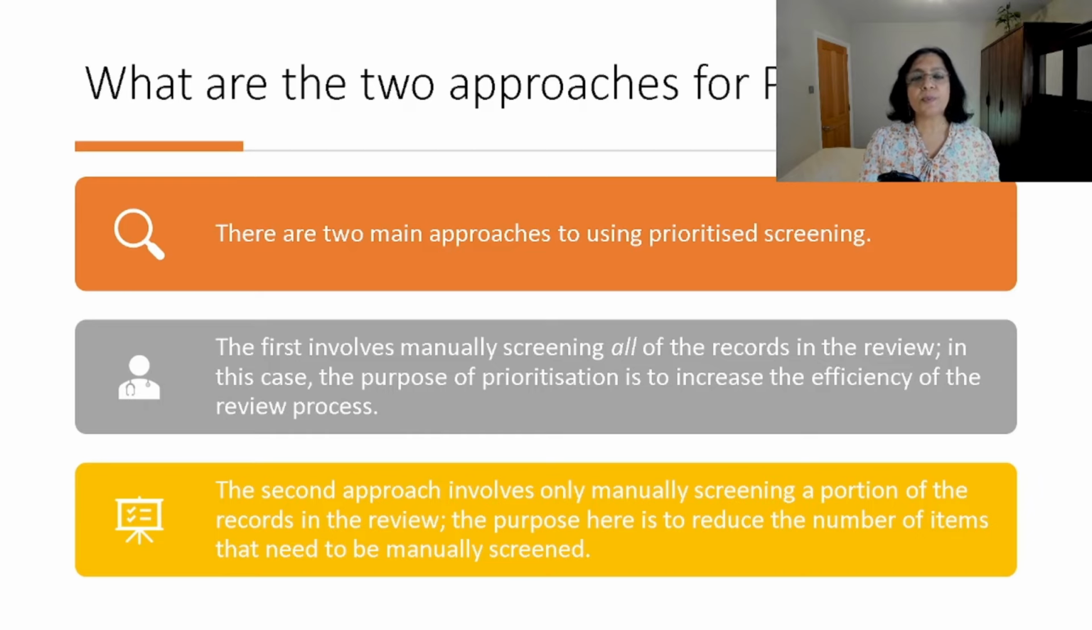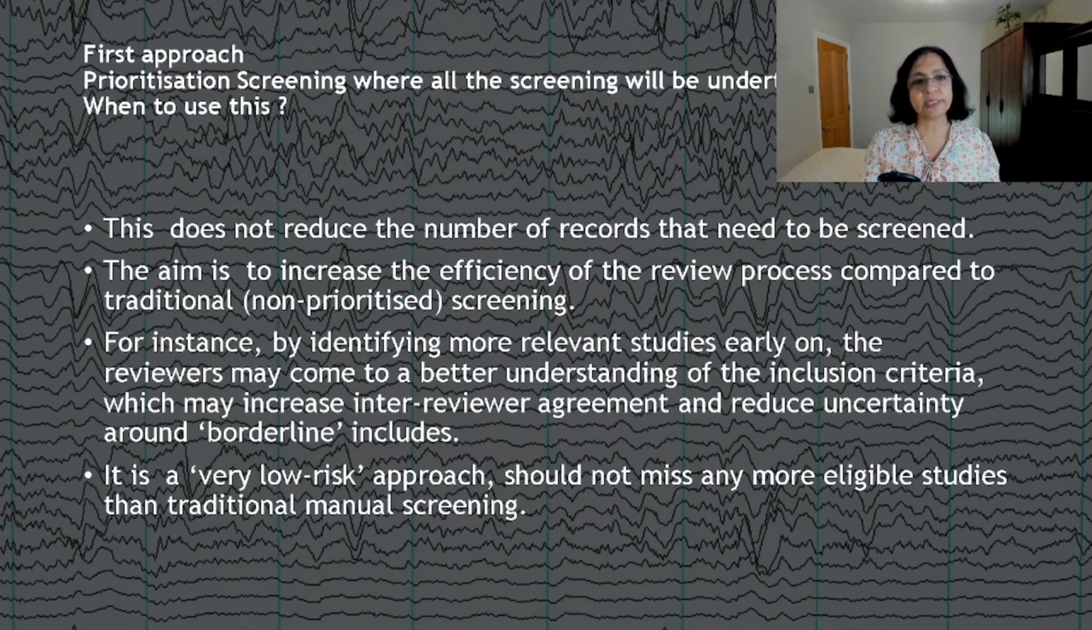So there are two popular approaches for priority screening. The first one, we need to manually screen all the records. The purpose is to increase the efficiency of the review process. I will explain it later. The second approach involves only a portion of records being manually screened. The purpose here is to reduce the number of records that need to be manually screened. There are pros and cons for both approaches.